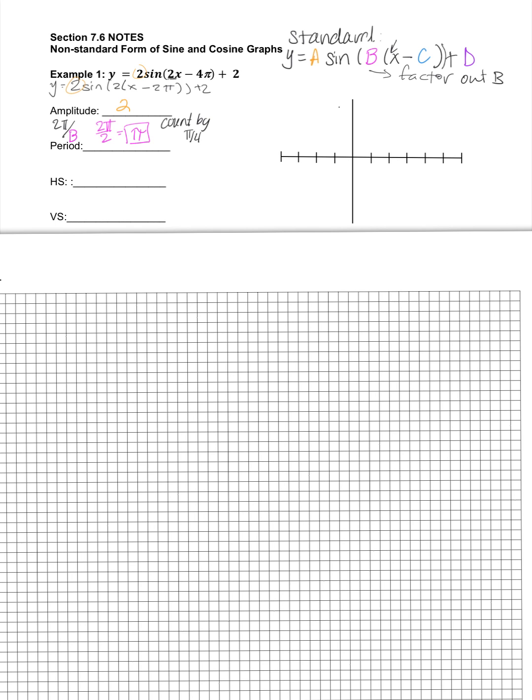We have a horizontal shift right here, and it's telling us to go to the right 2 pi. And this also is the phase shift. Okay, and then lastly we have a vertical shift right here. That means we are going to go up 2 because it's a positive 2. So remember, that means our midline is y equals 2. It helps us to draw the graph.